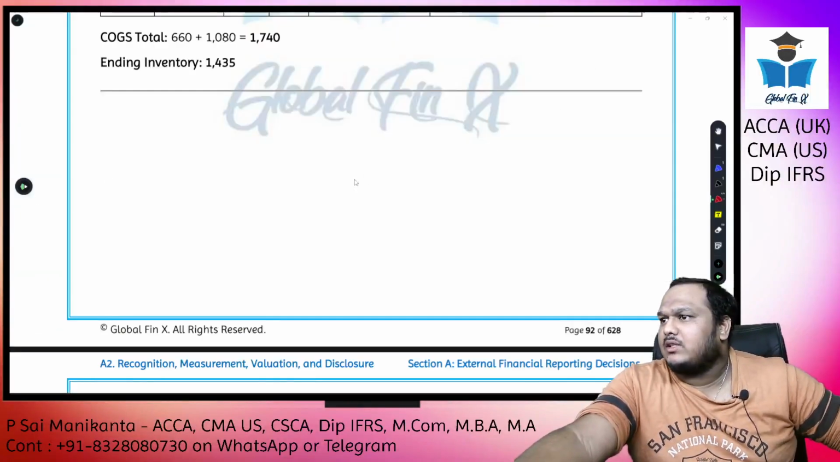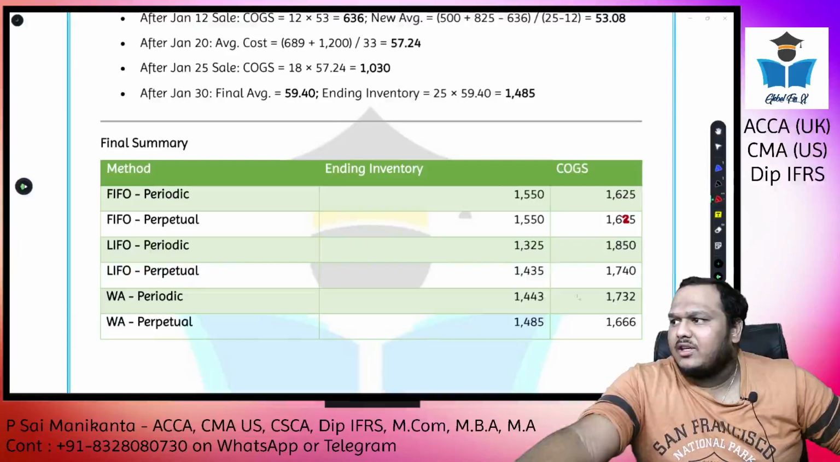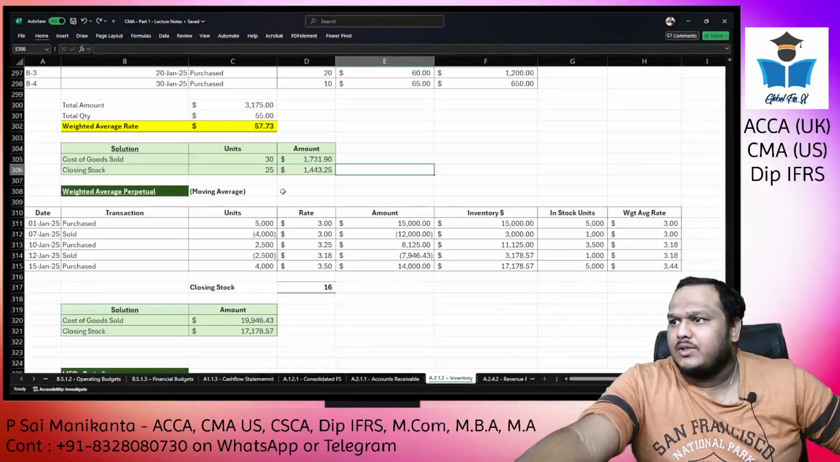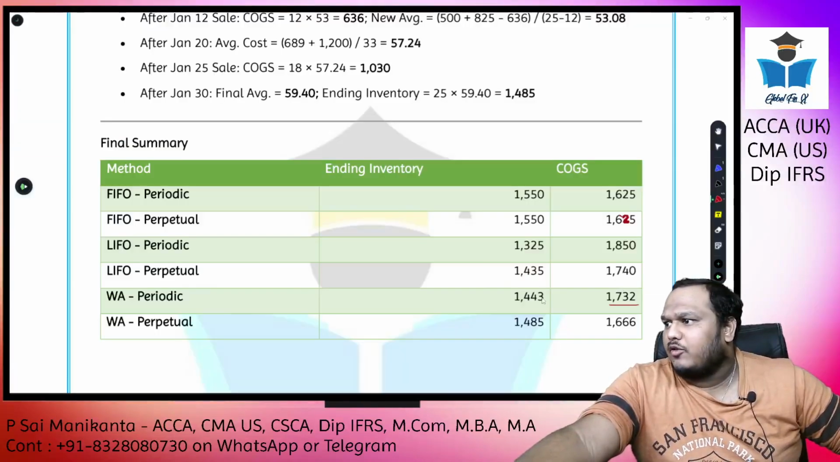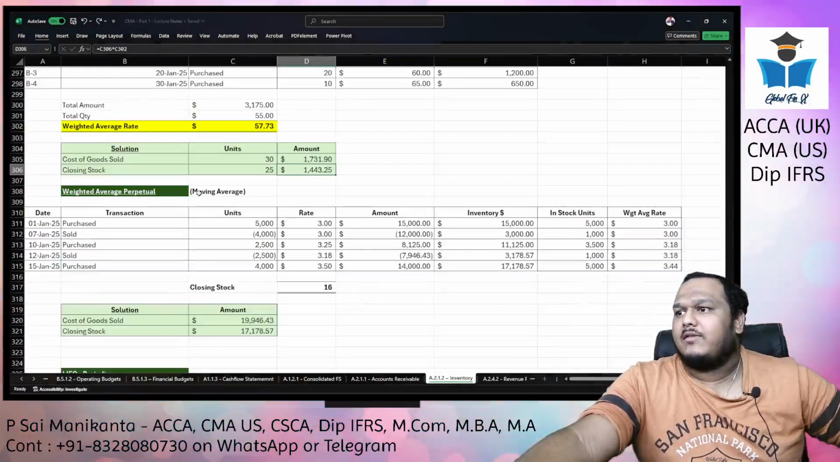So 1732, where is our summary? Weighted average periodic 1732, 1732, and 1443. 1443. Perfect. So this is done. This is done. This, okay, this is done. This is not done. So weighted average perpetual, let's do weighted average perpetual.